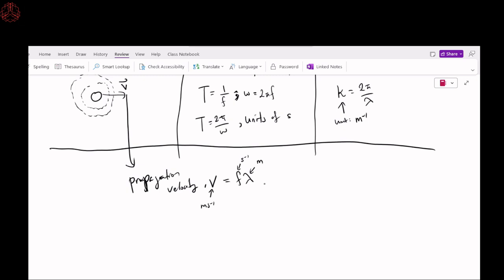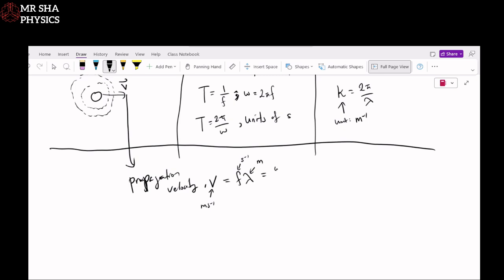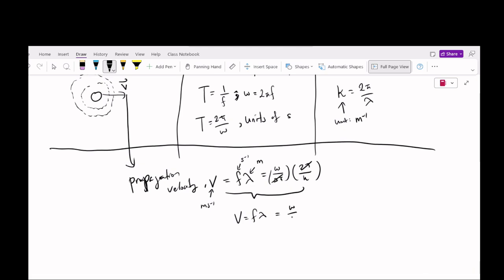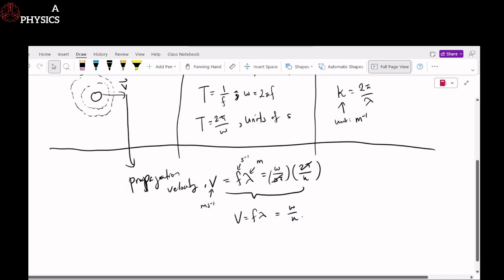Now, of course, my frequency is just omega over 2 pi. So if I want to express it in omega, I'll have omega over 2 pi, and then lambda is just the inverse, which is 2 pi over k, your wave number, k. And here we get the new equation as well. So I have v equals f lambda, that is true, but it is also equal to omega over k, right?